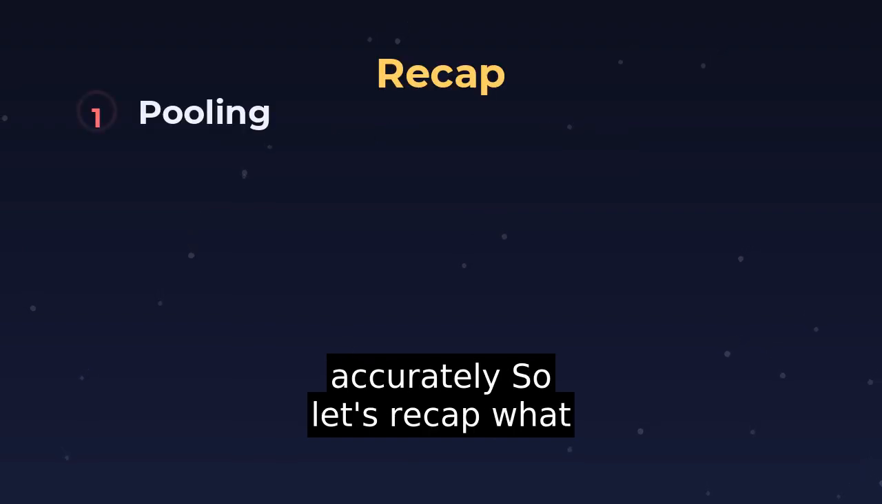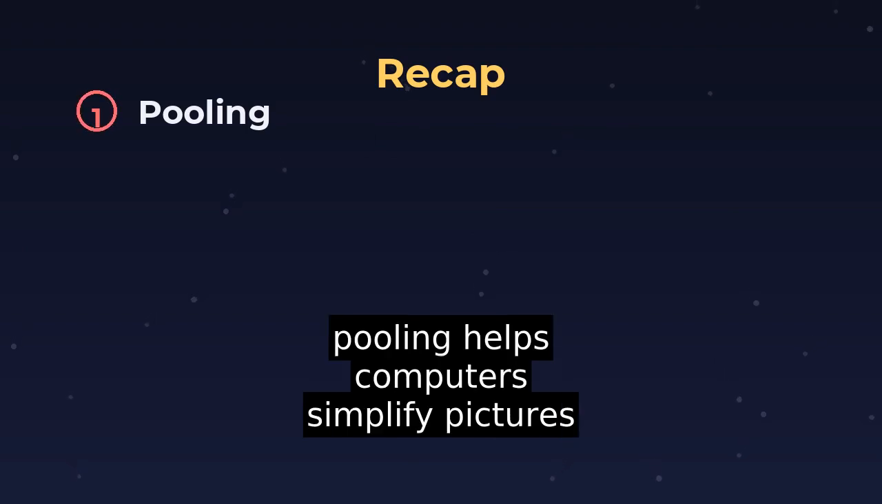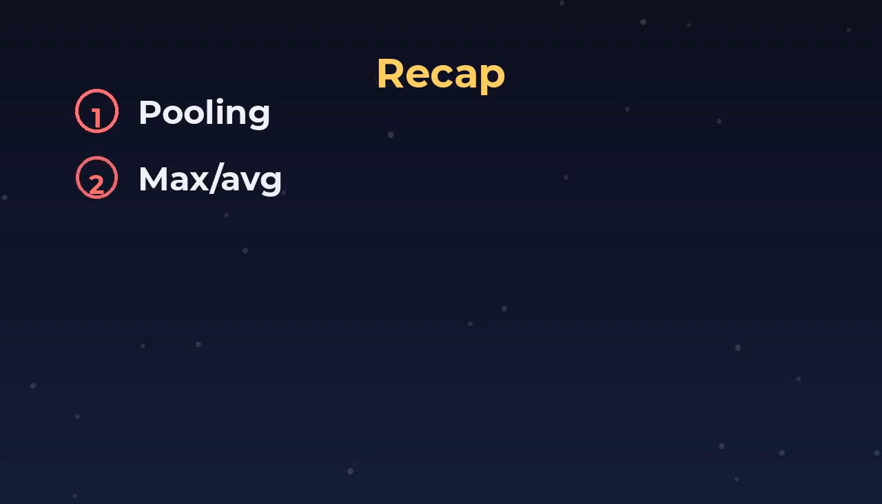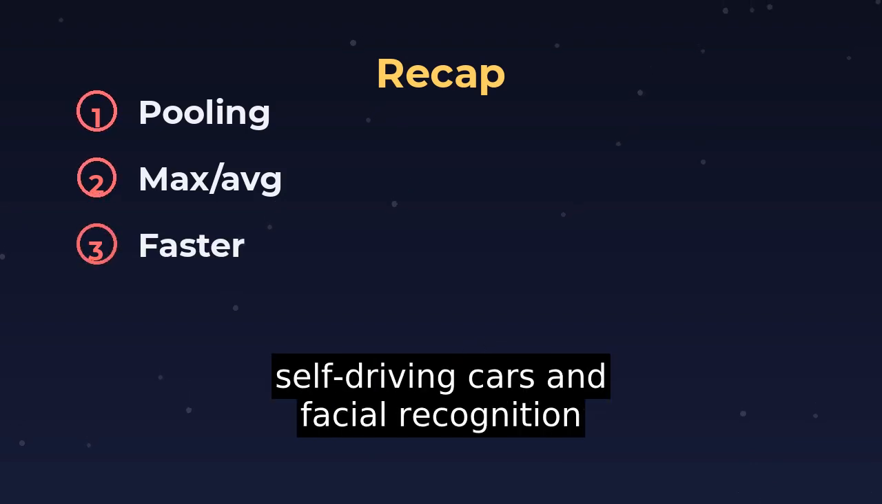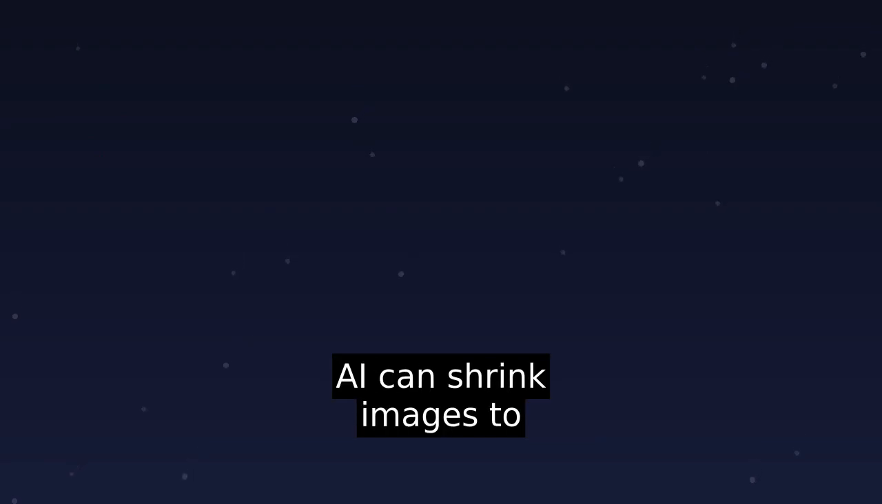So, let's recap what we learned. We learned that pooling helps computers simplify pictures. We learned that there are two main types of pooling, max pool and average pool. And we learned that pooling is important for things like self-driving cars and facial recognition. That's a lot of cool stuff. You now know how AI can shrink images to super speed.